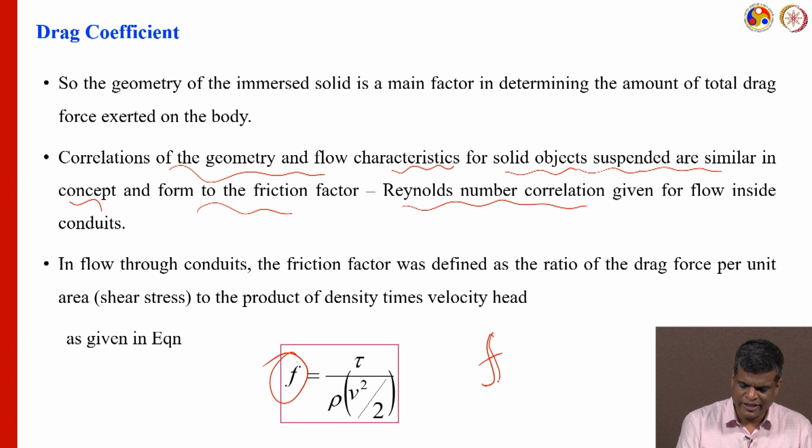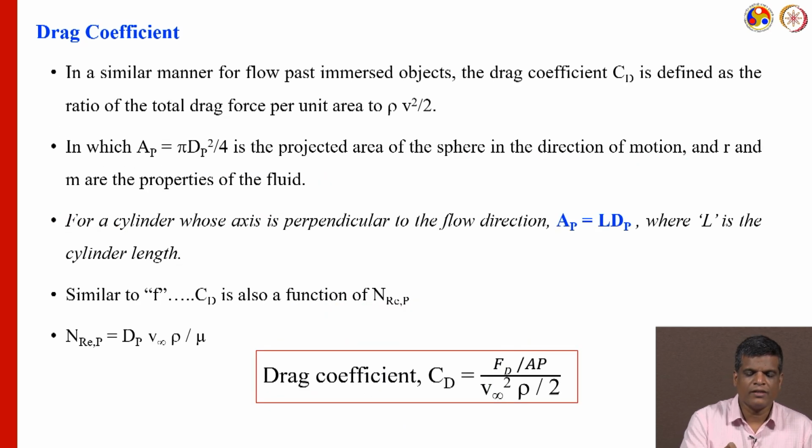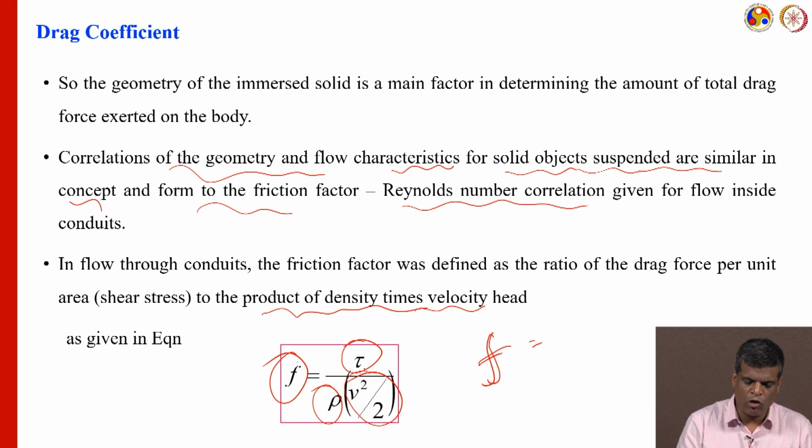Here f is the friction factor, tau is the shear stress, rho is the density, and v square by 2 is the velocity head. The product of density and velocity head gives the friction factor: f equals tau by rho v square by 2. This is the shear stress. We already discussed this in the last class, same thing here.